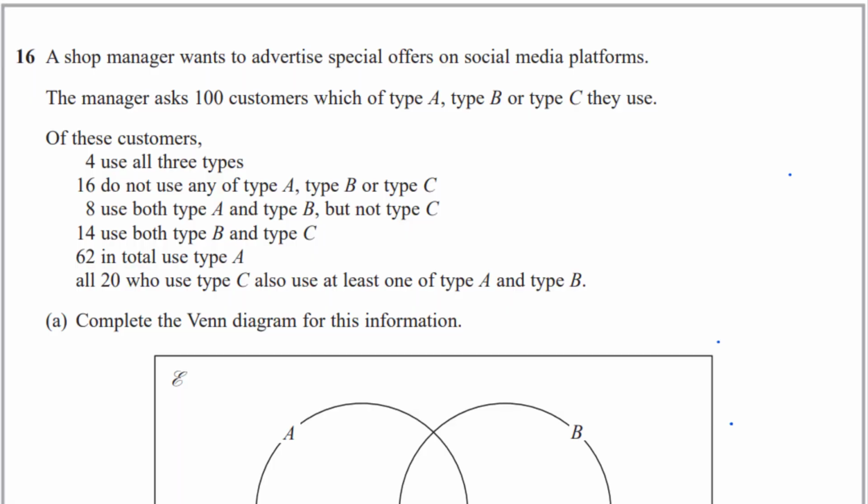A shop manager wants to advise special offers on a social media platform. The manager asks 100 customers which of type A, type B, or type C they use. Of the customers, 4 use all 3 types. 16 do not use any of type A, type B, or C. 8 use both of type A and B, but not type C. 14 use both of type B and C. 62 in total use type A. All 20 who use type C also use at least one of type A and B. Complete the Venn diagram for this information.